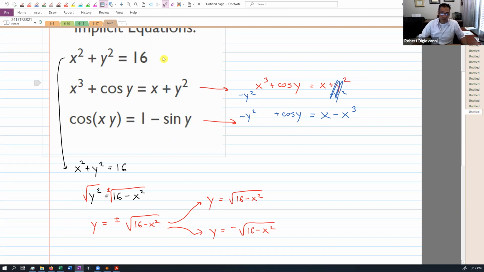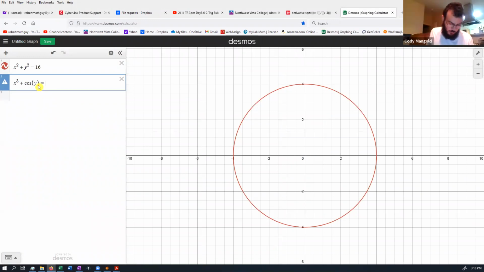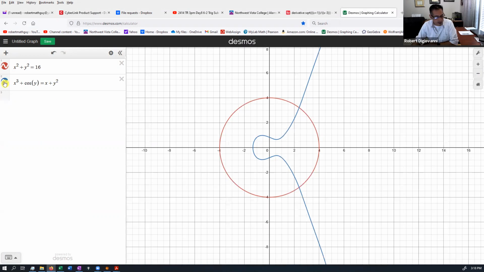Now, is there a graph that goes with that? What do you think? Yes, that's got to be, hold on, x cubed plus cosine y equal to x plus y squared. There it is. Oh, that's cool. Look at that. It's not a function, it fails the vertical line test, right? But there is definitely a curve that goes with that equation. And let's look at the last one.